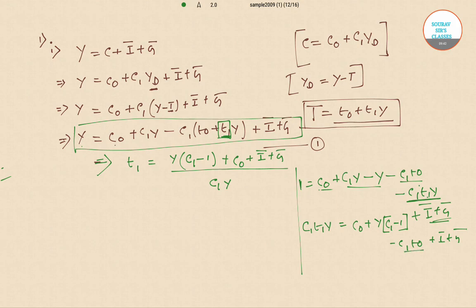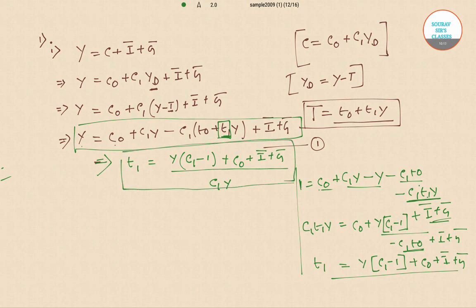So now what we can see is that the value of T1, if you take it here, it will be equals to Y into C1 minus 1, it will remain here, plus C naught plus I bar plus G bar. So it will simply become like this. So from there we have found the value of t1 to be like this.